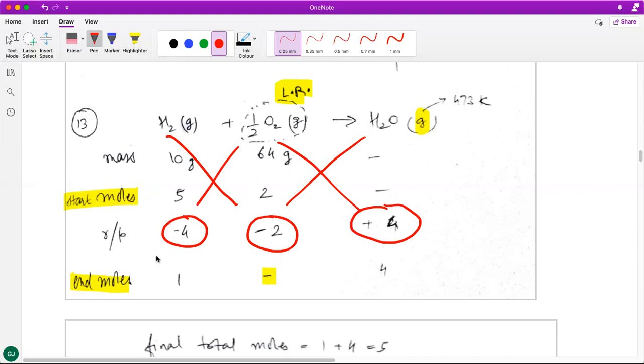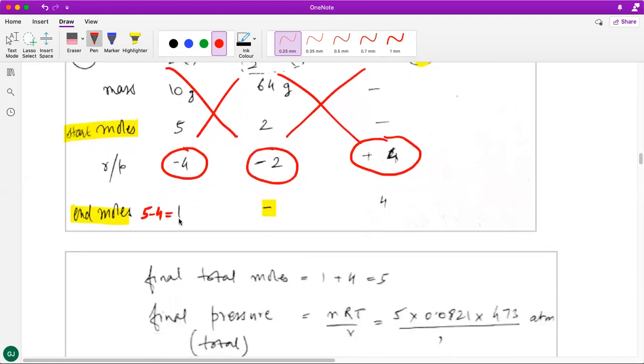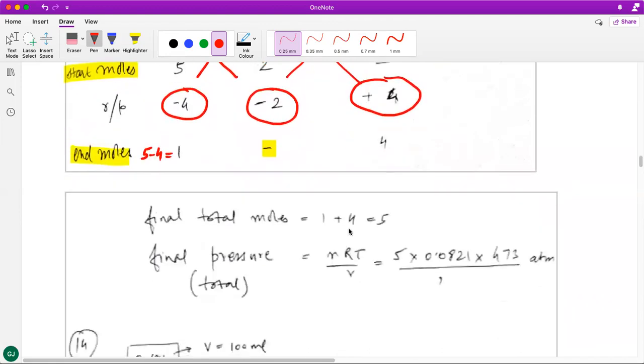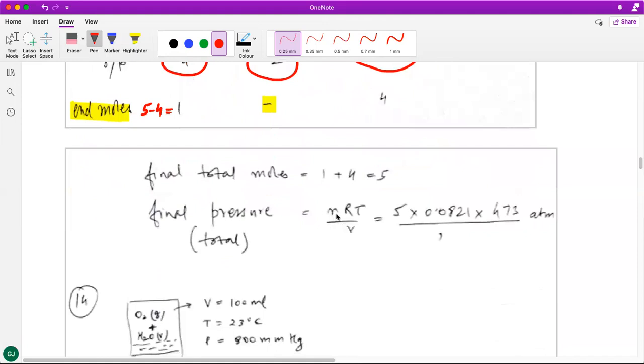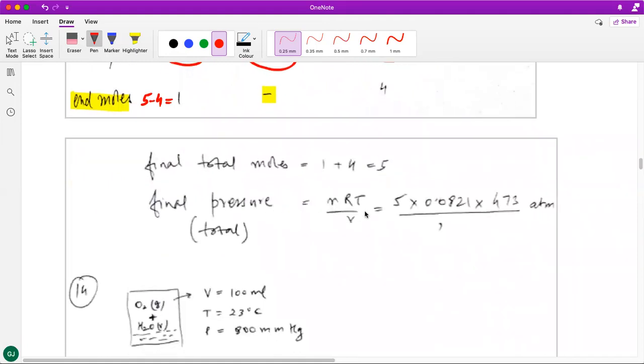So as you can calculate, 5 moles were initially there, 4 moles got consumed. So 1 mole of H2 will remain. O2 got consumed completely and 4 moles of H2O are formed. So the total final moles you can see is 1 plus 4, that is 5 moles. And then you put it in the final pressure equation, nRT by V, and you will get the answer of the final pressure in the units of atm.